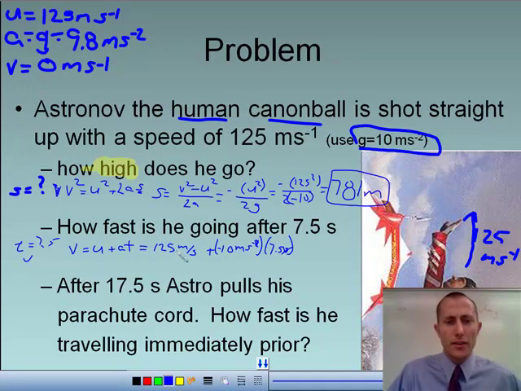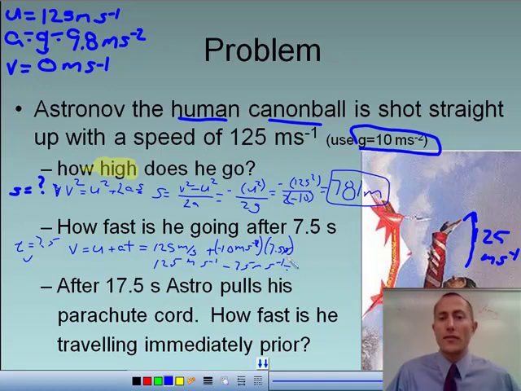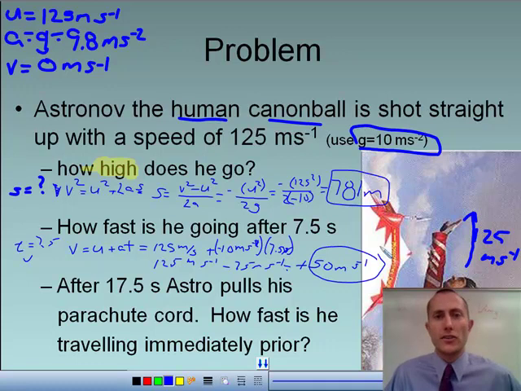And so what we end up with is 125 meters per second minus 75 meters per second. And so after 7.5 seconds, our human cannonball is traveling positive 50 meters per second. And again, that positive is important because it tells us the direction. He's still traveling upwards at this point.